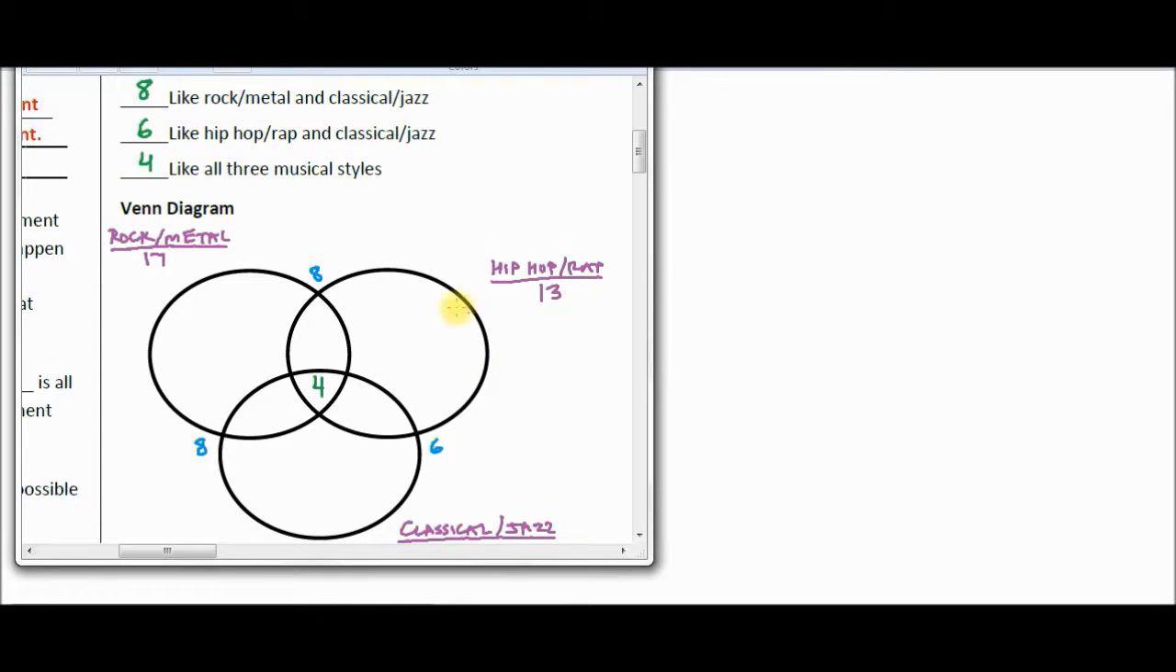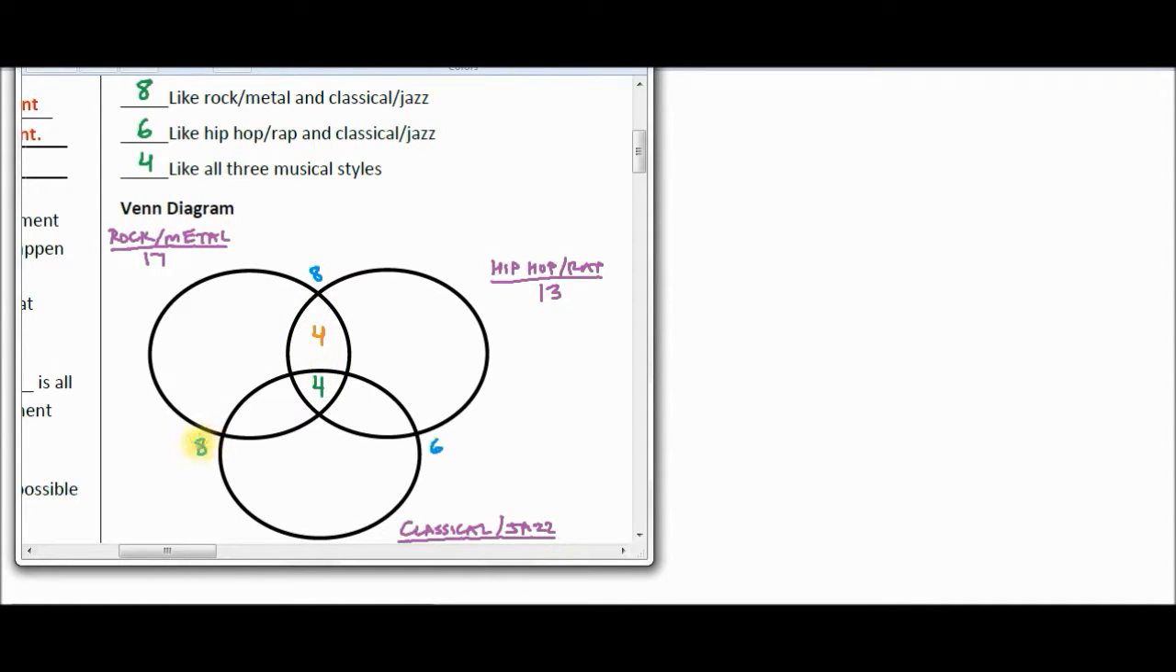Okay. Next step is, think about this, class. You know how many like all 3, and you know how many like just 2. That means these 2 categories right here, this space and this space, need to add up to 8, because 8 means all of these. So all you got to do is do 8 minus 4, and that number is 4.